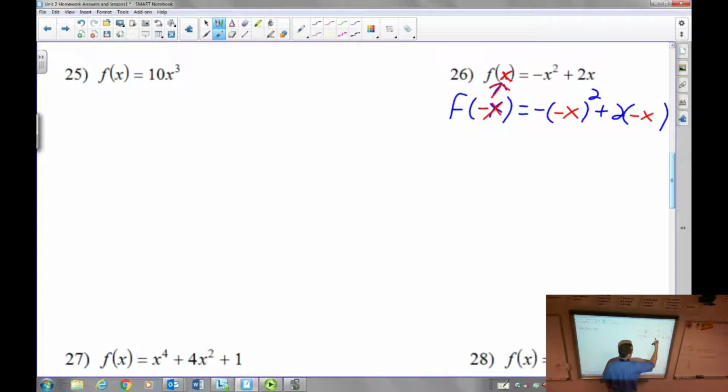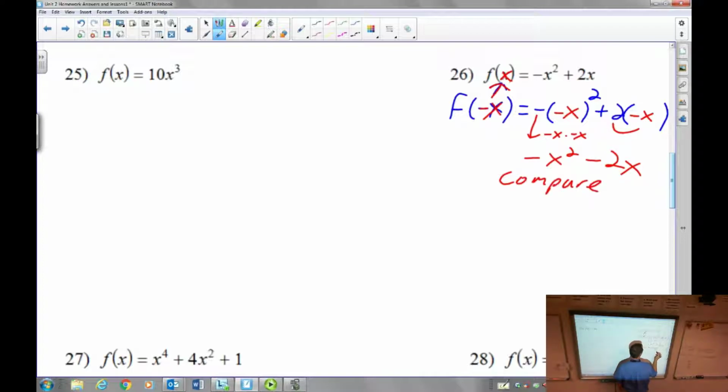Let's see here. Negative x times negative x is a positive x squared. So we'll put down positive x squared. And then that negative does now come down. And then 2 times the negative x is a negative 2x. Then we compare that with the first one, negative x squared plus 2x. So the signs didn't go back to the original. If the original problem was negative x squared minus 2x, then it would be even, because the functions look exactly the same when you're done plugging a negative x through.